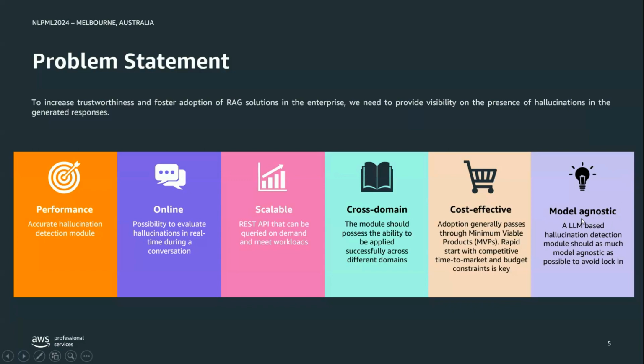And finally, it must be model agnostic. There are many large language models, and they power all sorts of applications. We don't want to develop a module that is tailored to a specific large language model.